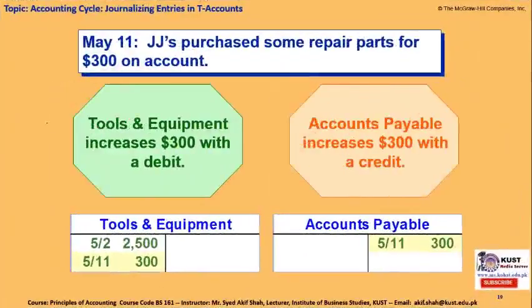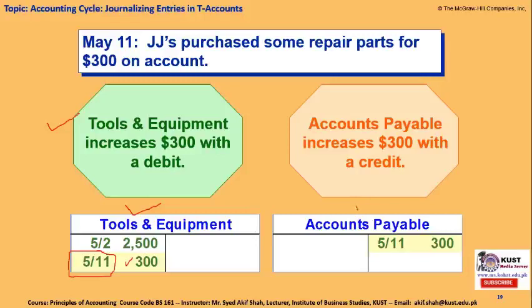Here it is, the tools and equipment has been increased by $300. So therefore it will have a debit entry under the title of tools and equipment. We have to mention the date, 11th of May, with $300 over here in the debit column. And subsequently, as we knew, the rules state that every debit entry will have a similar amount of credit entry in the journal or in the T accounts.